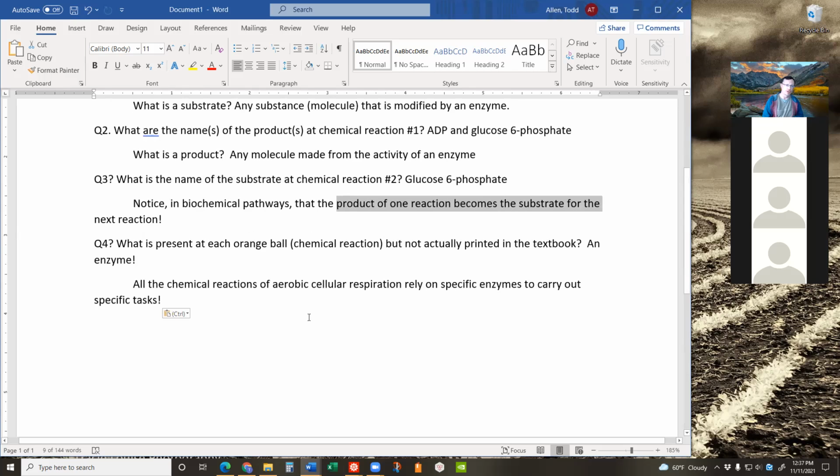Question 4, what is present at each orange ball but not actually printed in the textbook? And the answer is an enzyme. You must appreciate that each chemical reaction here is being made possible by a specific enzyme, which is not being printed in your textbook in figure 5.12. And honestly, I won't expect you to memorize any of these things, but I expect you to be able to interpret them when presented with information. Okay, any questions so far?